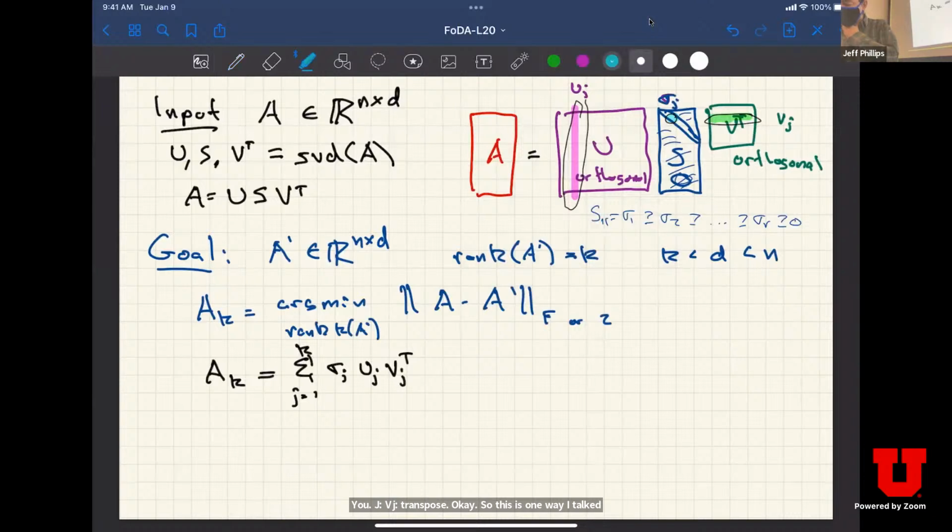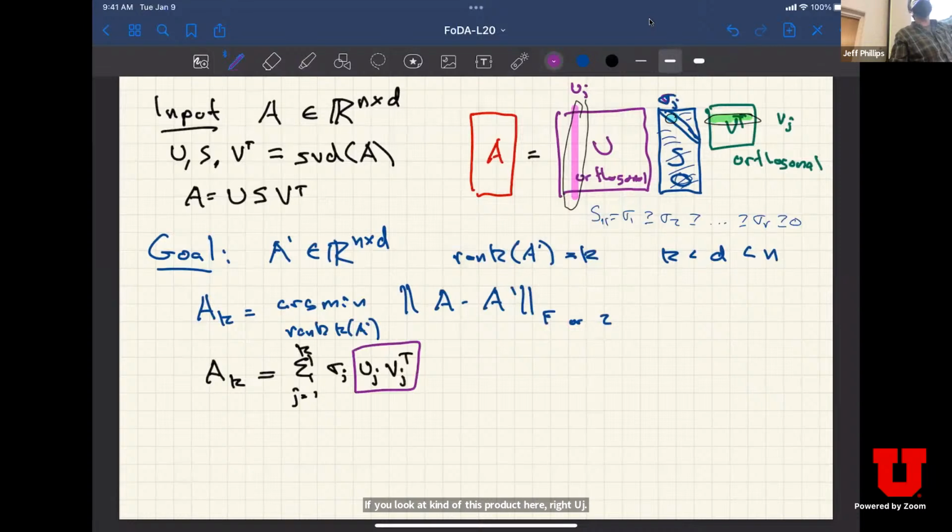If you look at this product here, u_j is an n by 1 dimensional vector, and v_j transpose is a 1 by d dimensional vector. So the output here is an outer product. This is n by d, which is the right dimensions I want for A_k, which is good. And its rank is 1. The product of vectors is a rank 1 object.